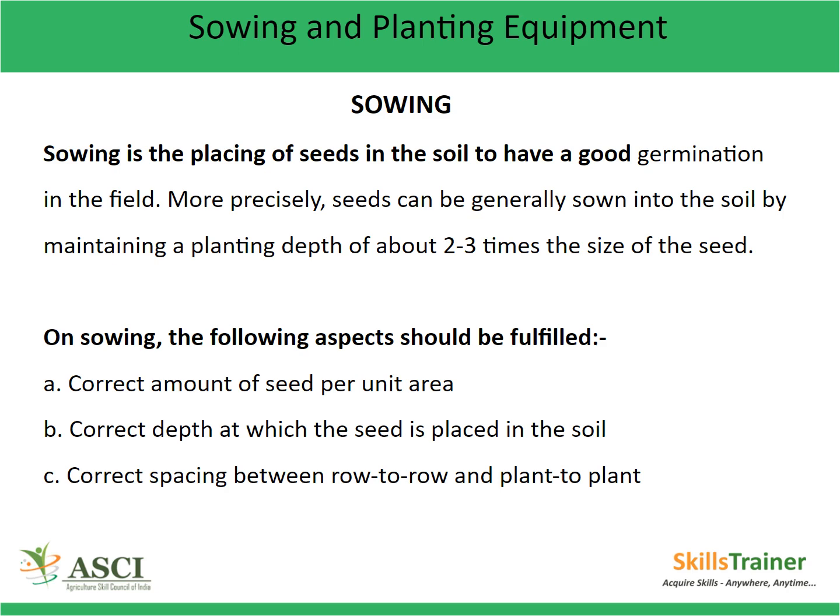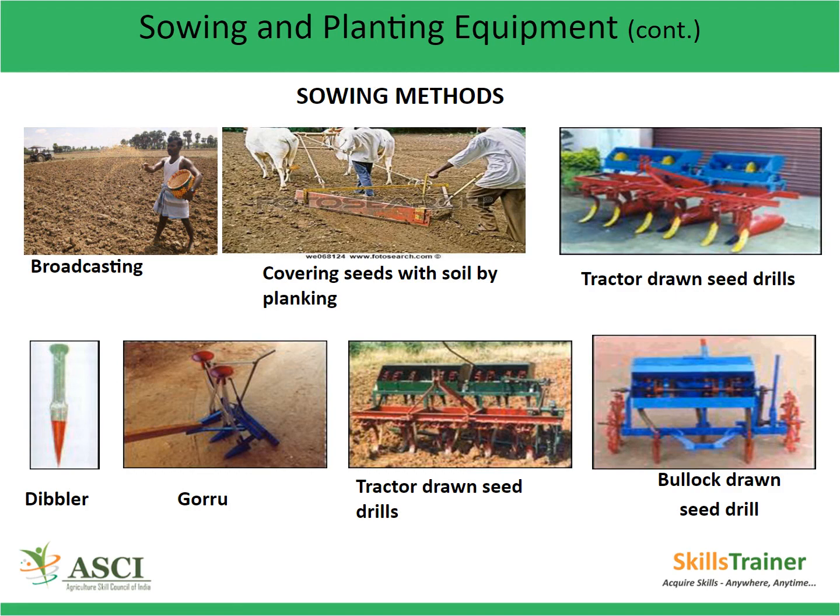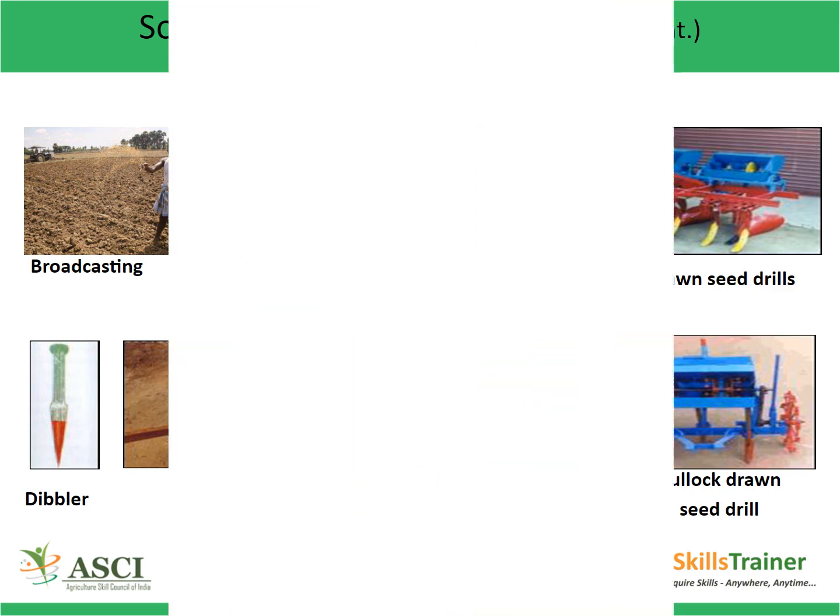On sowing, the following aspects should be fulfilled: correct amount of seed per unit area, correct depth at which the seed is placed in the soil, correct spacing between row to row and plant to plant. Different sowing methods are broadcasting, covering seeds with soil by planking, tractor drawn seed drills, dibbler, goru, and bullock drawn seed drills.